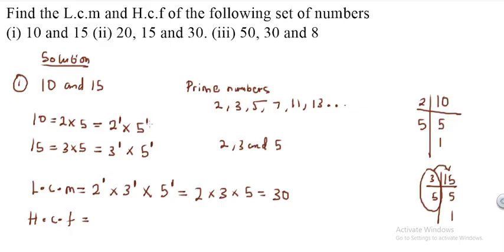Both of them have the same number of appearances, which is 1. So I'll just simply say 5 to the power of 1. 5 to the power of 1 is 5. So the HCF here is 5. The LCM here is 30.